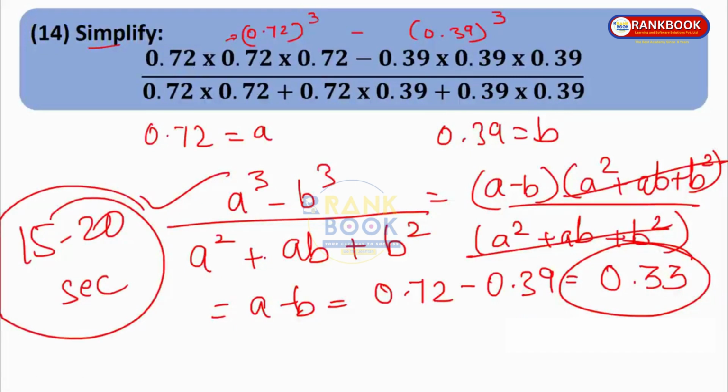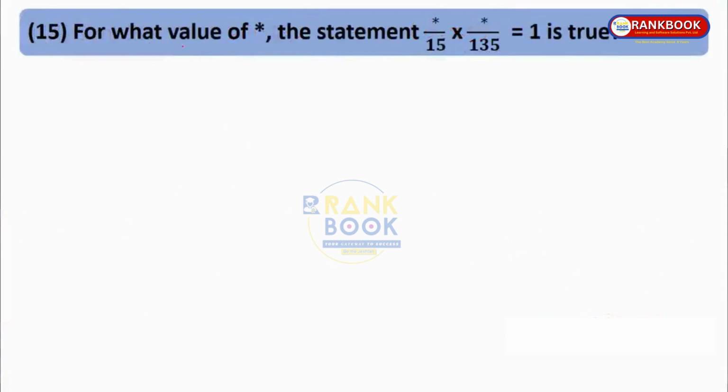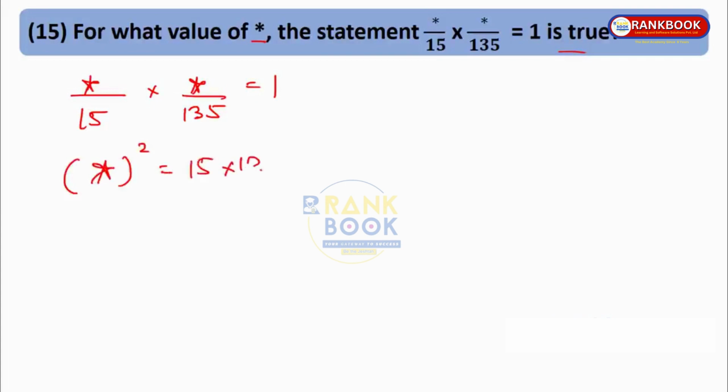Moving on to question number 15. For what value of star the statement star upon 15 into star upon 135 is equal to 1 is true? What have they given? Star upon 15 multiplied by star upon 135 equal to 1. Now this statement has to be true. That means you have to find the value of star. Okay, what do we have? Star square would be equal to 15 into 135. So if we take the square root of this, we can find the answer.